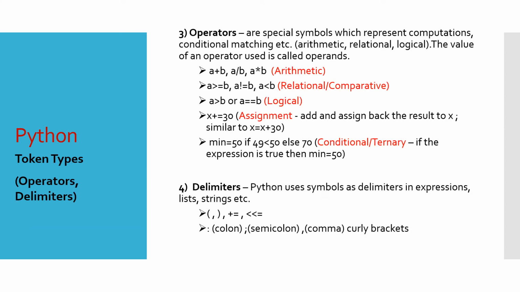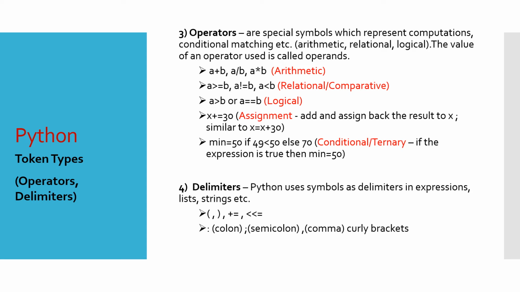Let's see more about other token types. The third one is the operators. The operators are symbols. They are special symbols which represent computations and conditional matching, especially arithmetic, relational, and logical. And the value an operator is used on is called an operand. So, for example, let's say you are doing an addition, a plus b. In this case, just an example, a and b are nothing but the operands.